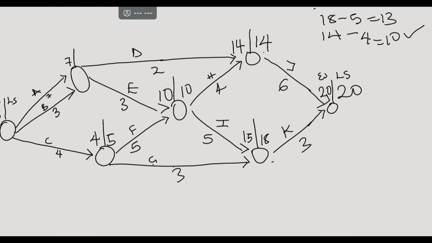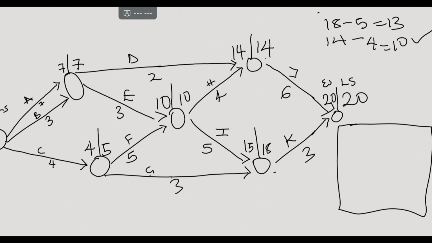Then you have three things to pick from. You have 7 minus 3 minus 7, which is 0. You have 7 minus 3, which is 4. And you have 5 minus 4, which is 1. Between 0, 4, and 1, the lowest is 0, so you put 0.